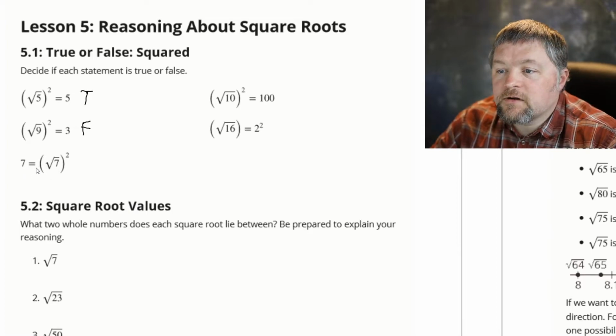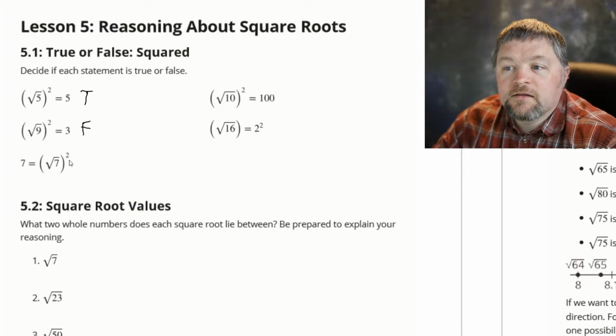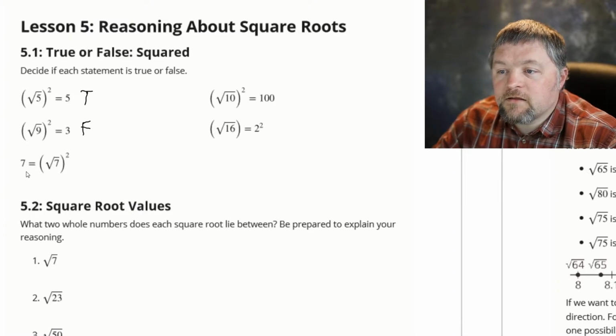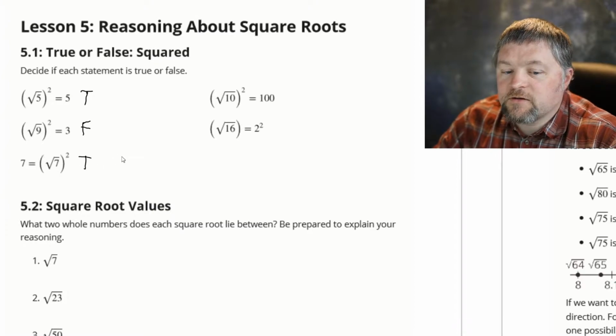Now, our next one says 7 equals the square root of 7, squared. This one is very similar to the first one that we did, except with things reversed on which side of the equal sign they are on. This is going to be true.